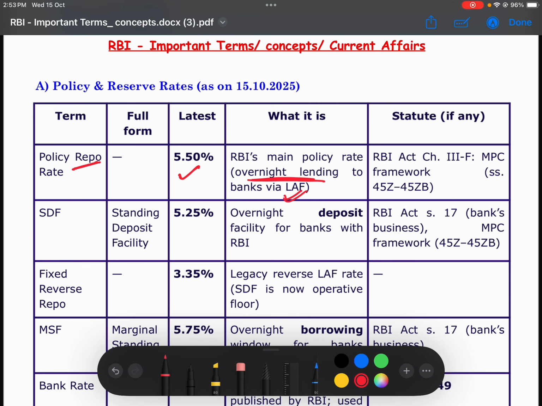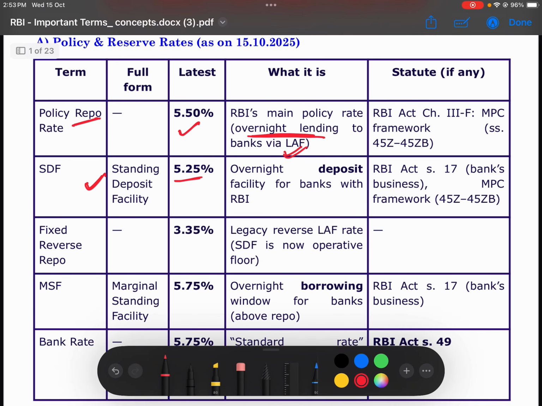Then, if banks have some surplus money, they can deposit the same with RBI at the standing deposit facility rate, which is 5.25%. And the third important term is MSF, that is marginal standing facility. If a bank wants to borrow an amount from RBI, they can again borrow at 5.75%, which is MSF.